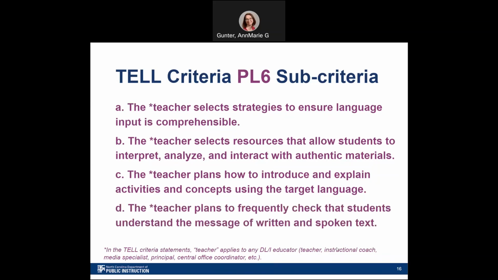And finally, D. The teacher plans to frequently check that students understand the message of written and spoken text. Because if you want students to read, listen to, and view, you also have to make sure that they are understanding or interpreting those messages the way you need them to so that you can move forward.